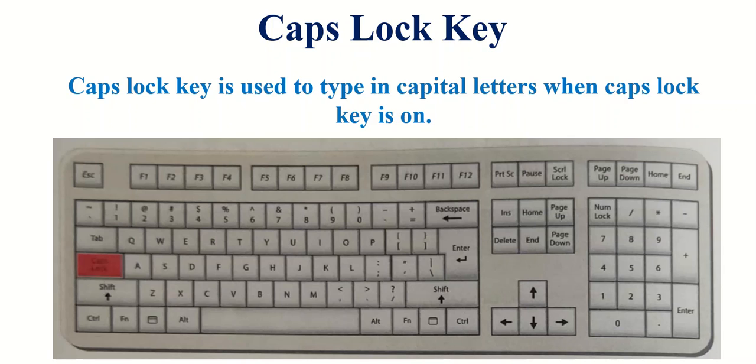Whenever we press the caps lock key, there is a light on the keyboard that turns on. That means now whatever alphabet I type will be typed in capital letters. When I press it again, the light on the keyboard turns off. That means now the alphabet will be typed in small letters.